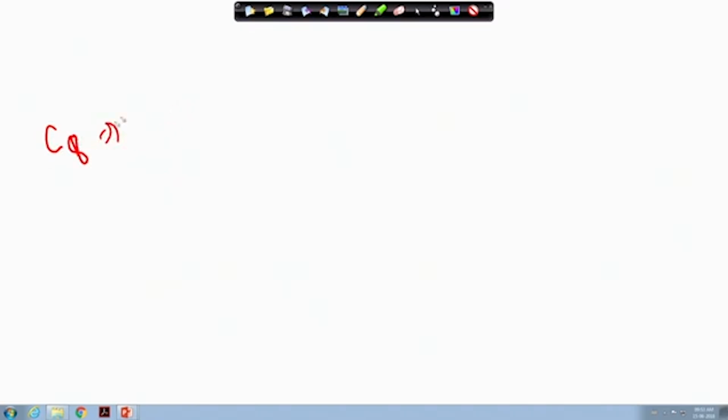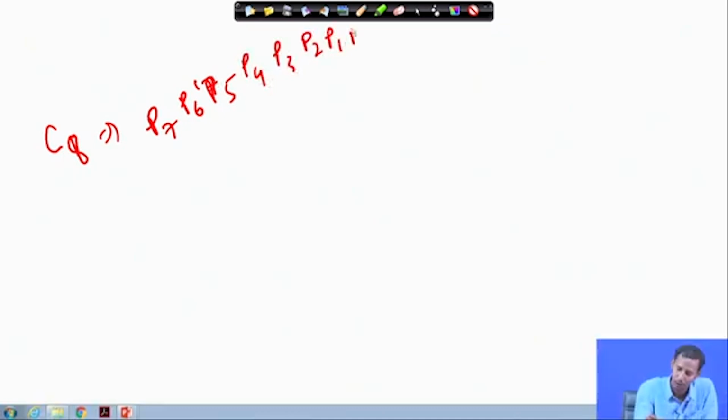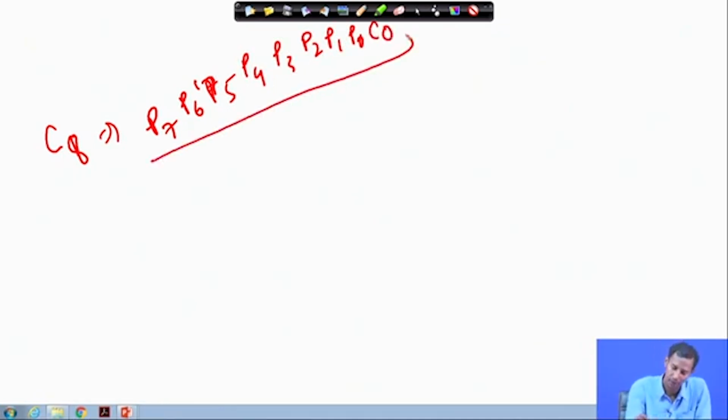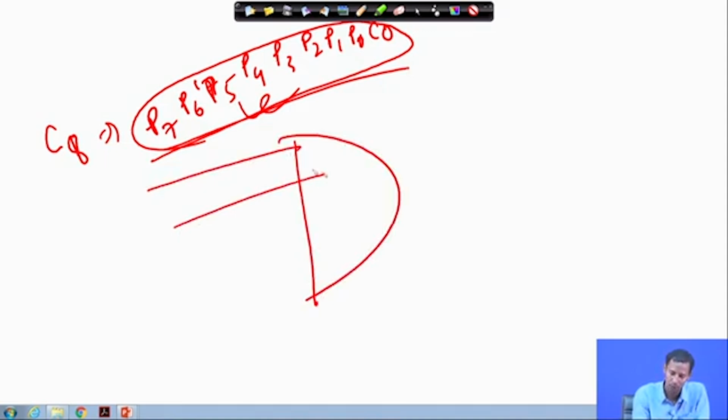So, at that time for C8, it will be something like this: P7, P6, P5, P4, P3, P2, P1, P0 and C0. So this level will be the last term, and it will increase something like this. To implement this, what I need is 1, 2, 3, 4, 5, 6, 7, 8, 9.